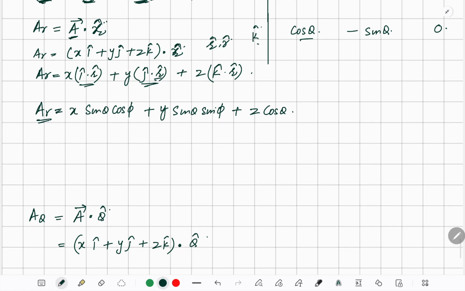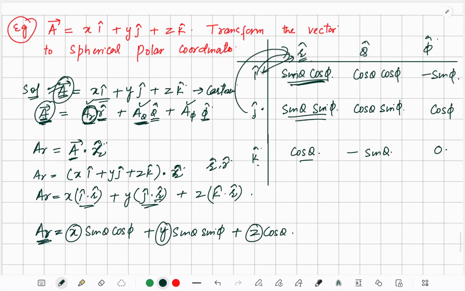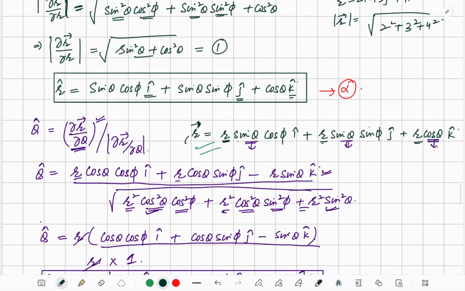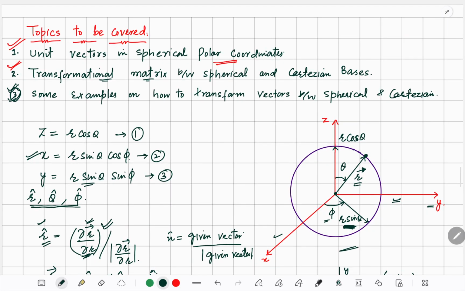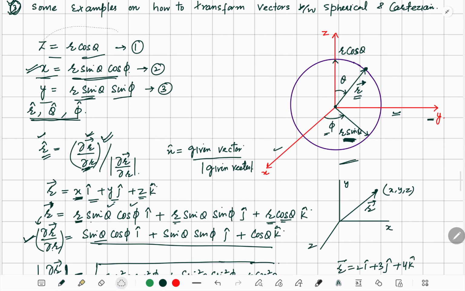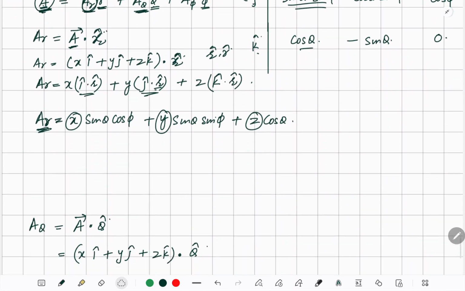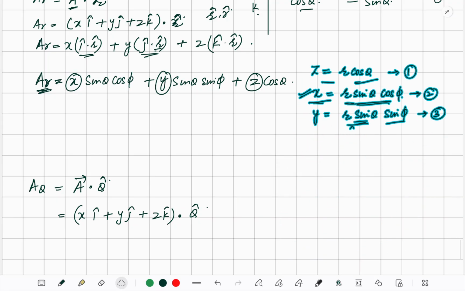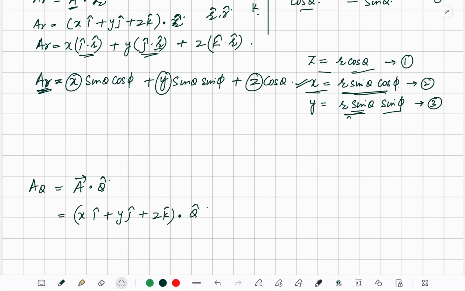But see, in spherical polar coordinates we can't have x, y and z. In place of x, y and z, we have to introduce r, theta and phi again. So we'll use the basic equations relating Cartesian and spherical: x equals r sine theta cos phi, y equals r sine theta sine phi, z equals r cos theta. Because in the spherical polar coordinate system we cannot have x, y and z, in their place we'll use these.